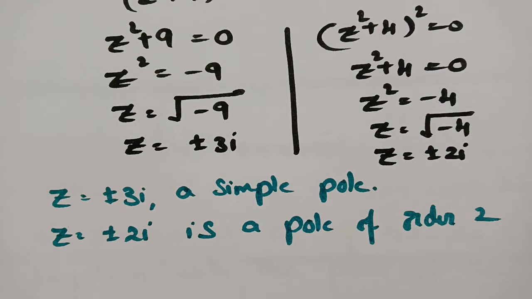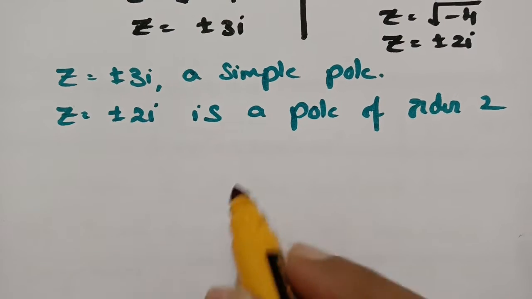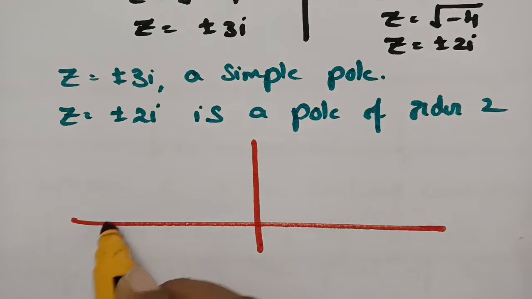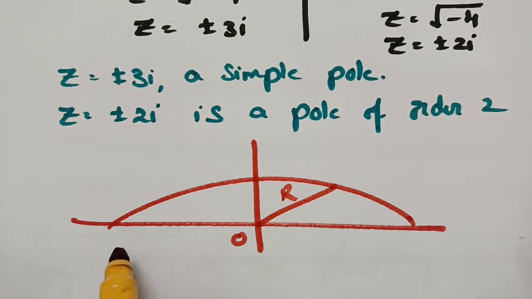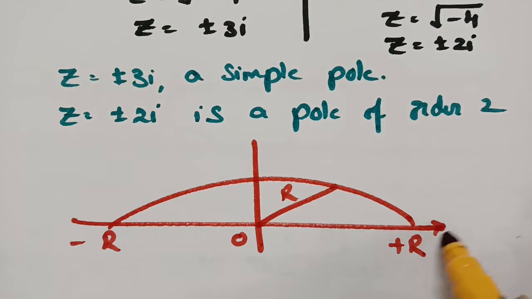Now we have to check whether these poles are within, on, or outside the given contour. What is the contour here? The contour is the semicircle with center 0 and radius r, and the limits are from minus r to plus r. This is the x-axis and this is the y-axis.